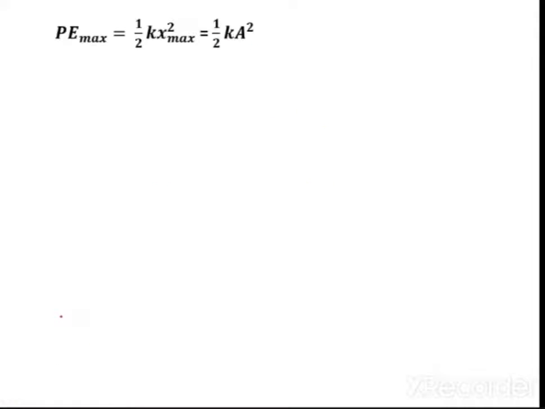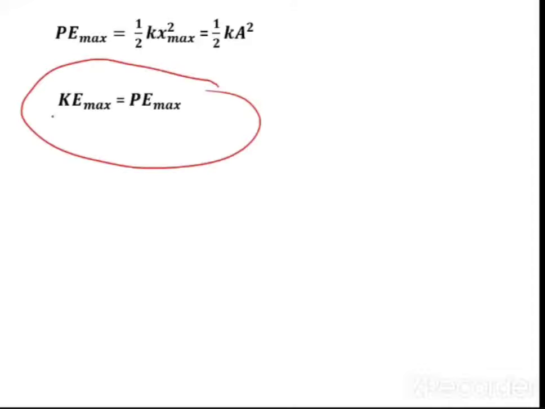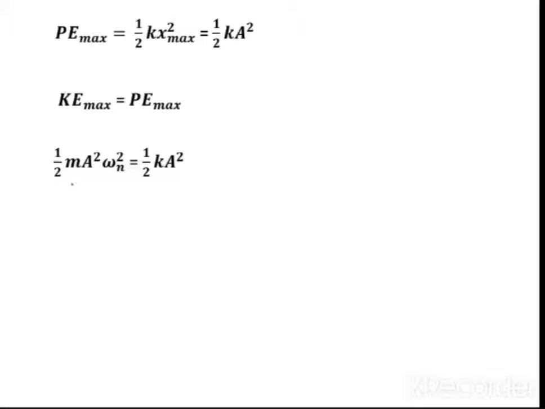So now I have got two equations. Now what is Rayleigh's energy method? Rayleigh's energy method states that kinetic energy maximum at mean position is equal to potential energy maximum at extreme position. Now guys, you have got two formulas. What is kinetic energy maximum? 1/2 m a square omega n square. What is potential energy maximum? 1/2 k a square.